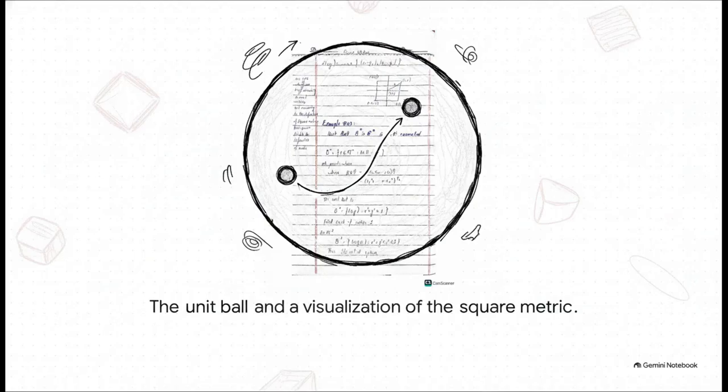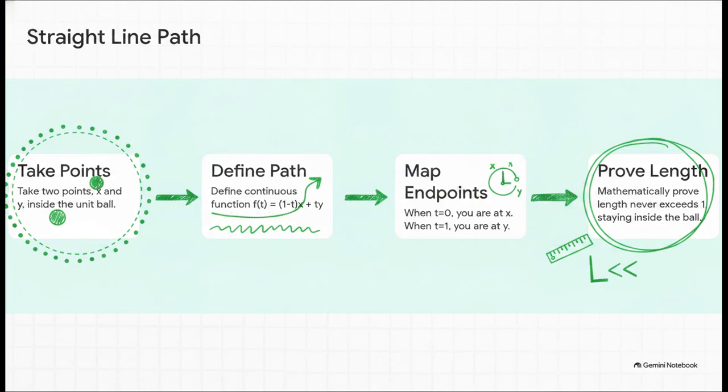So let's ground this with a classic example pulled straight from our source material, the unit ball. In any dimension, this is just defined as every point that's a distance of 1 or less from the center. It's a solid sphere, right? To mathematically prove this space is path connected, we don't need to overcomplicate it. We just need to definitively show that any 2 random points inside this ball can be connected by a path that never, ever crosses the outer boundary.